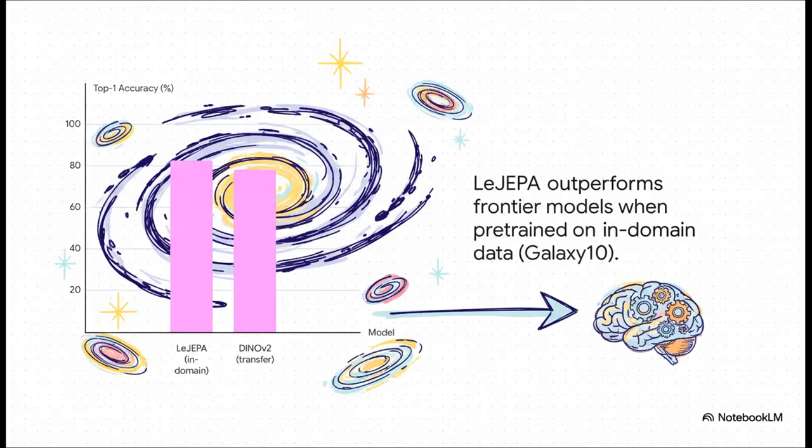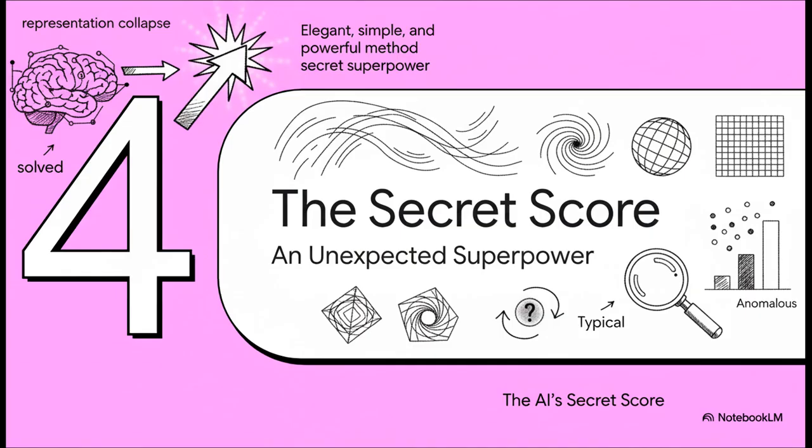And the results? They're seriously powerful. This chart here shows LeJEPA trained on a specialized set of galaxy images. Not only does it do a great job, it actually beats Dino V2, a massive frontier model that was trained on billions of general images from the web. This is a huge deal. It shows that a smaller, smarter model, trained the right way, can actually beat a gigantic general-purpose model on its own turf. So, okay, problem solved, right?